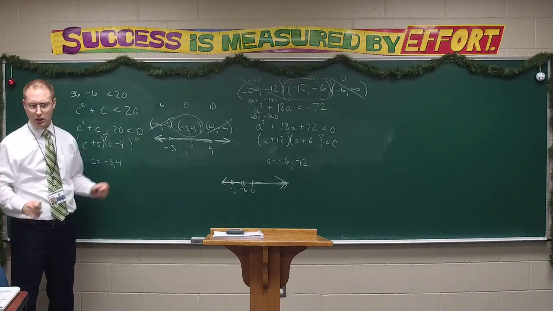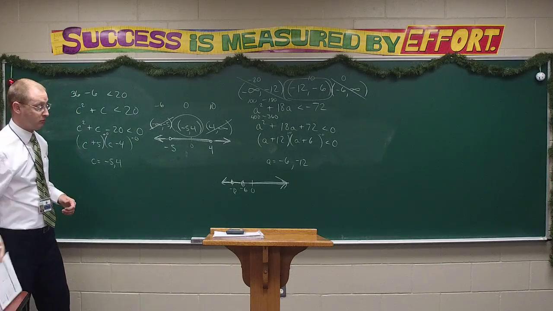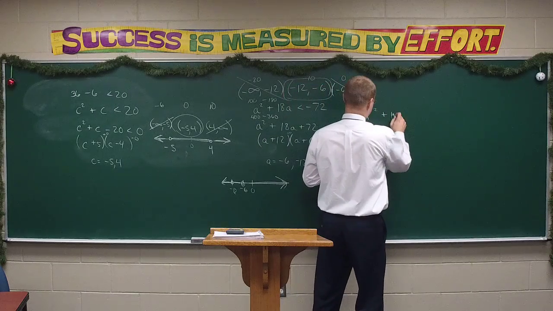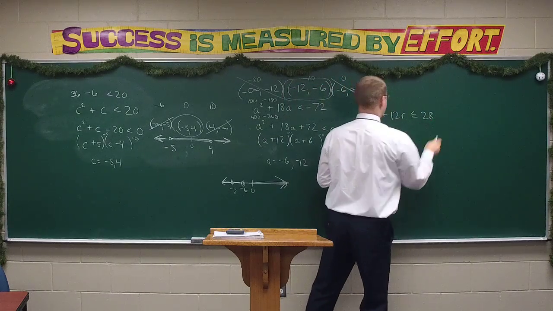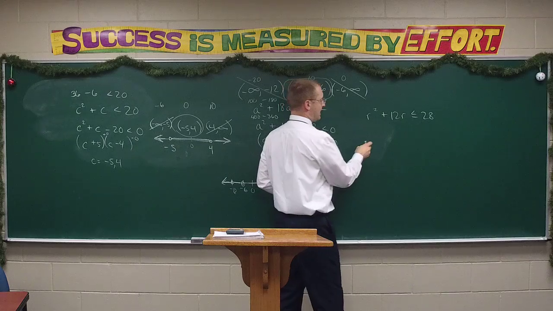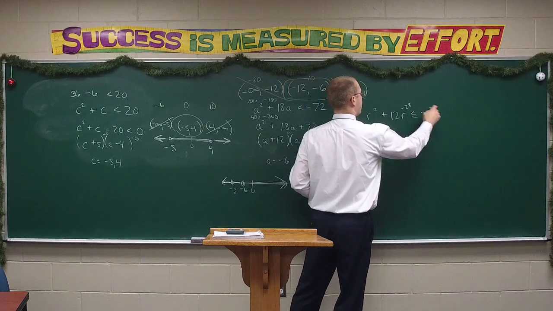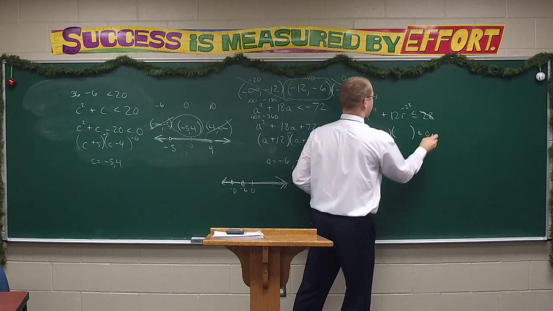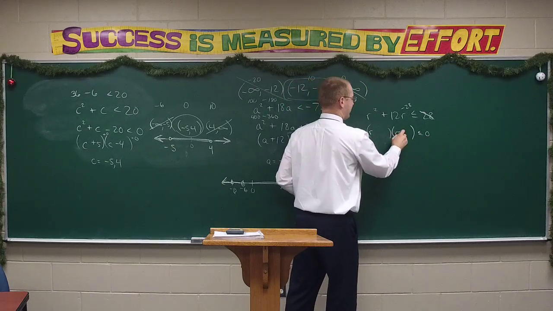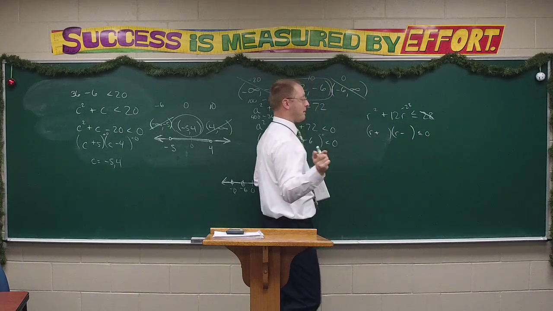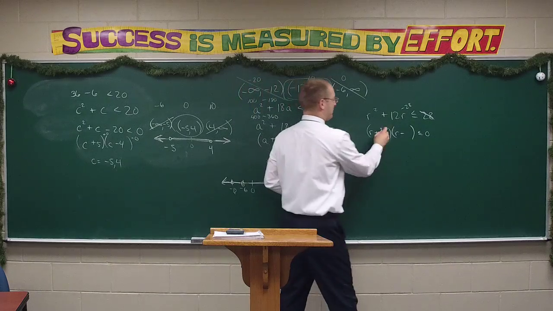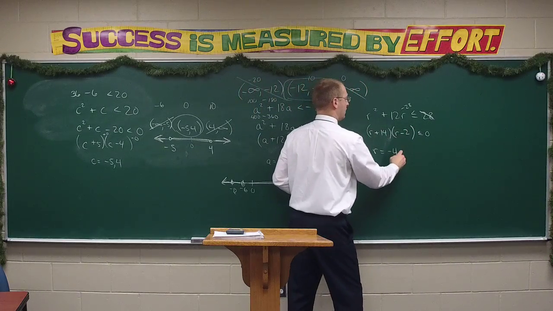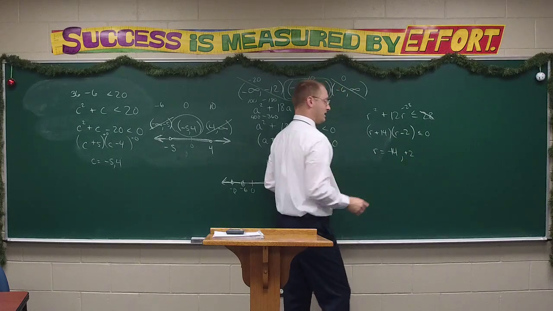All right, questions on this? Questions? All right, let's take a look at number 13. We've got r squared plus 12r less than or equal to 28. Again, bring the 28 over, class, as a negative 28. I was thinking 4 and 7 doesn't give me a 12, but I don't need 4 and 7. I'm going to go with a positive and a negative, and my numbers are going to be positive 14, negative 2. So my two critical points are negative 14 and positive 2.